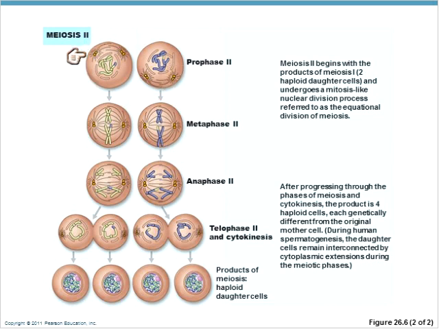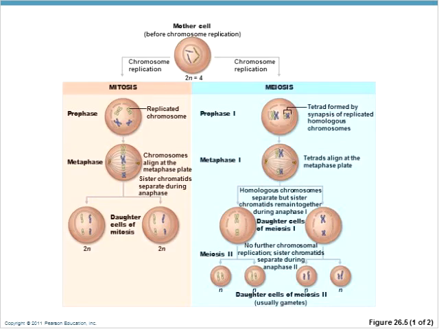And this takes you through that process again. There's prophase, if you will, and meiosis 2 begins with the products of meiosis 1, the 2 haploid daughter cells, and they undergo a mitosis-like nuclear division process referred to as equational division of meiosis. So they go through that process to divide and become 2 daughter cells, ultimately each one. So you can see that there's a difference in the genetic material in each one of those potential daughter cells.